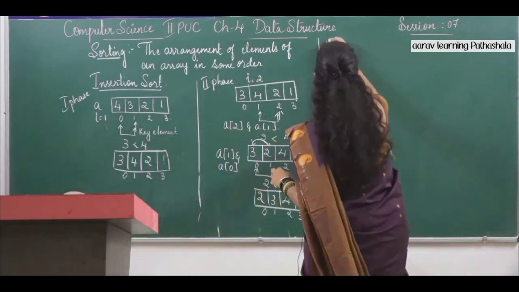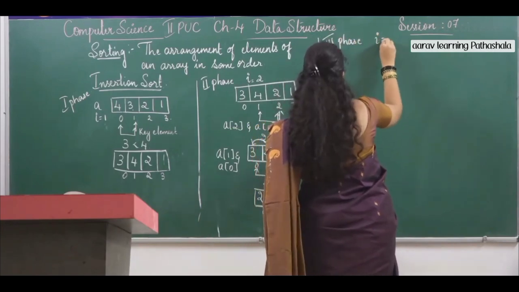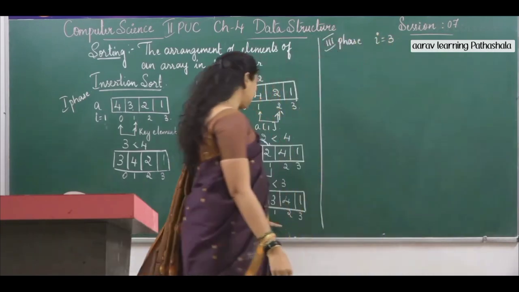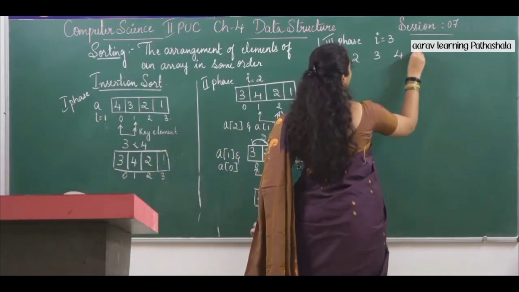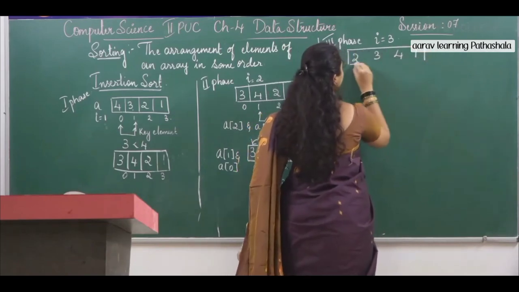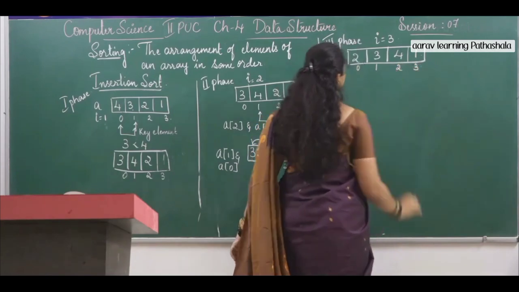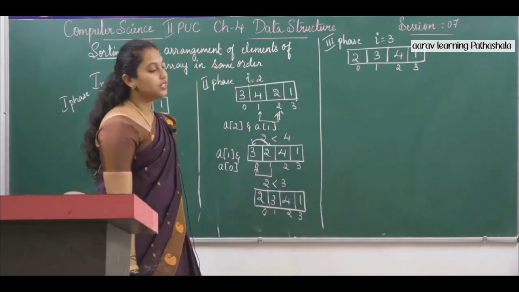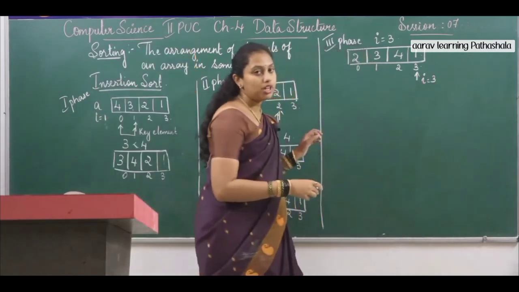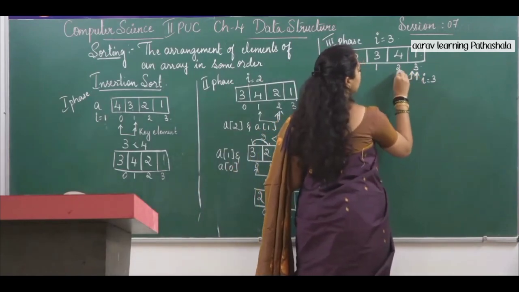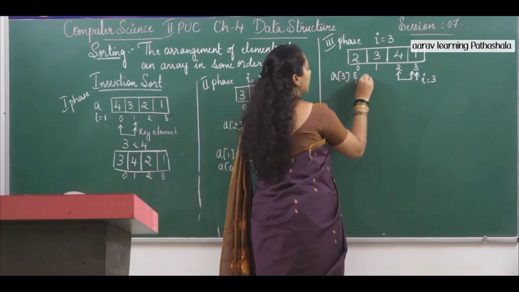In the third iteration, I gets incremented, so I becomes 3. What is the output of the second iteration? That is 2, 3, 4, 1. Now the comparison starts with the I value of 3. So we are comparing these two positions, that is A of 3 and A of 2.